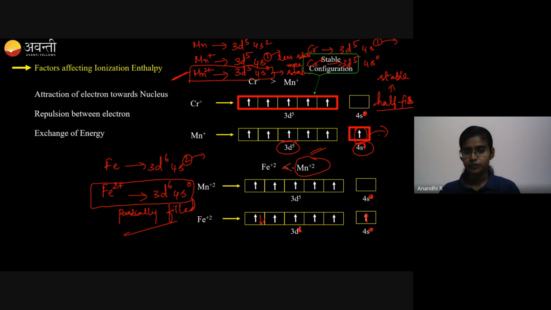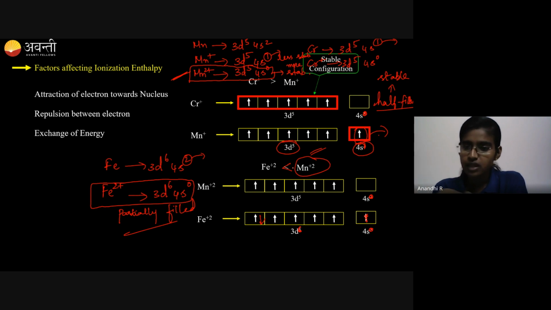Got it? It can have a 3d5, 4s1 configuration also to attain stability, but only chromium occurs in that form, not manganese. Since one of the d orbitals is vacant in the case of chromium, we shift one 4s electron to the empty d orbital of chromium. In the case of iron 2 plus, you see there is no vacant orbital. There is no empty d orbital in the case of iron.